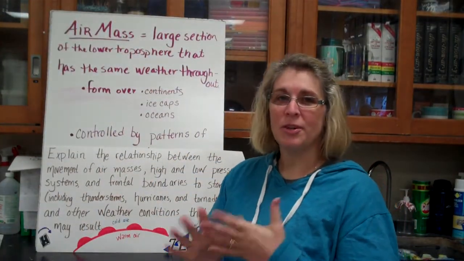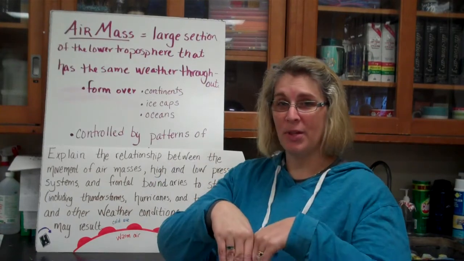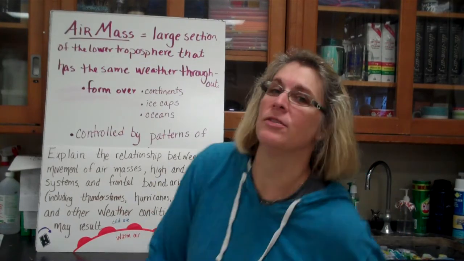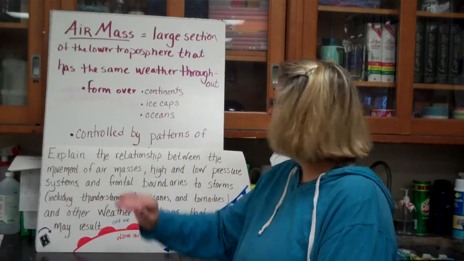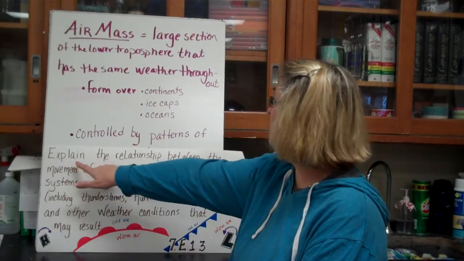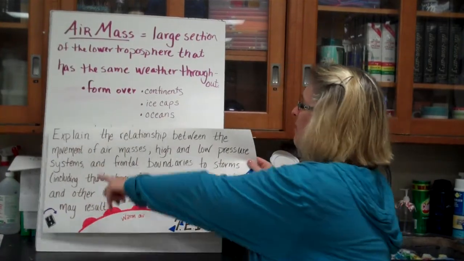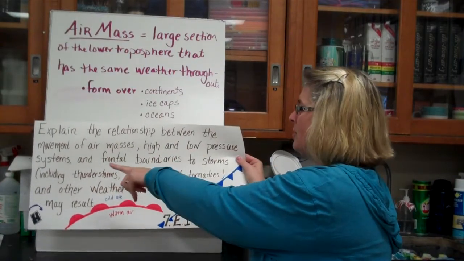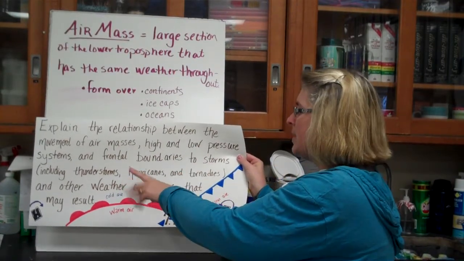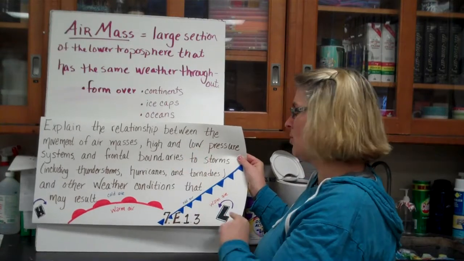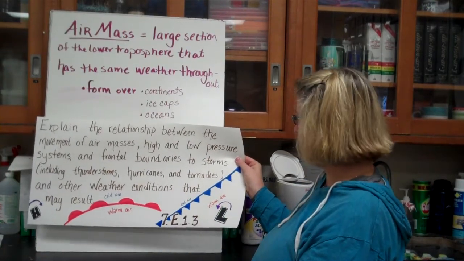Okay, our third weather standard is what we're looking at today. Your directions are below this video on the blog, so make sure you pay close attention to that and do the right things. The third standard says you need to explain the relationship between the movement of air masses, high and low pressure systems, and frontal boundaries to storms, including thunderstorms, hurricanes, and tornadoes, and other weather conditions that may result.